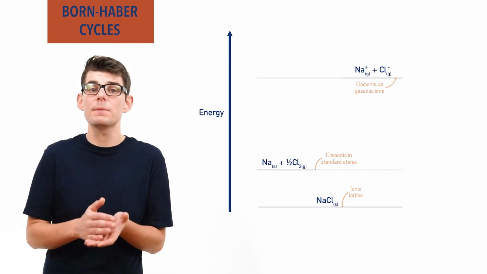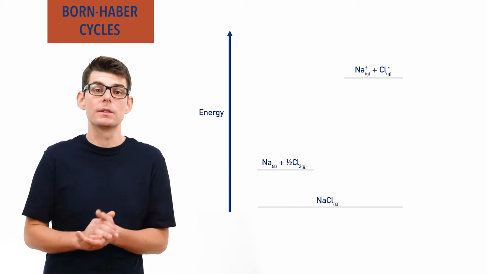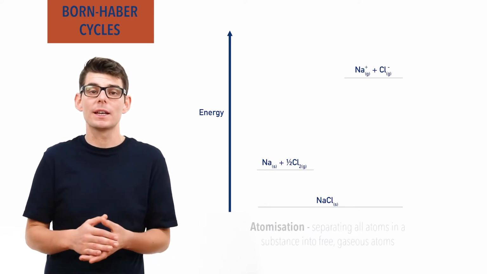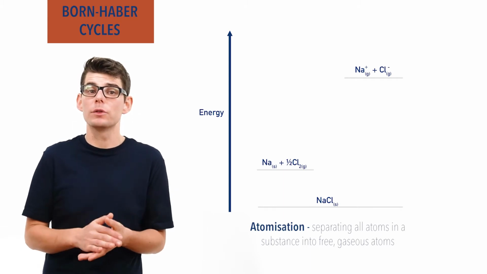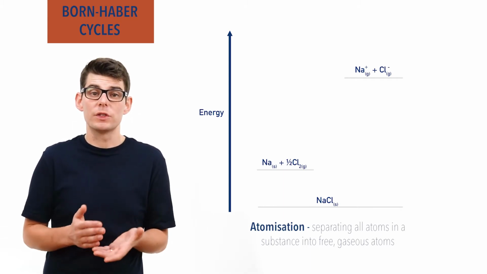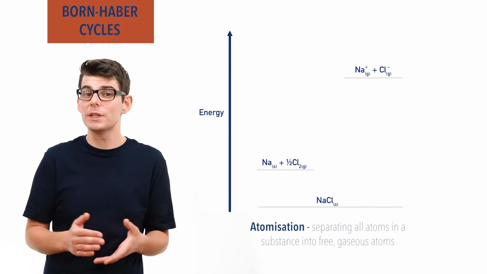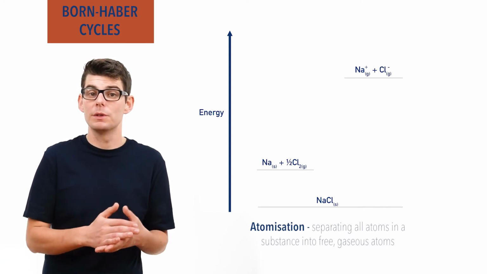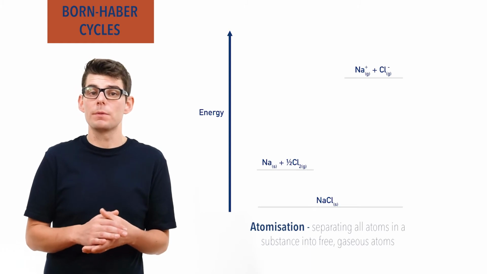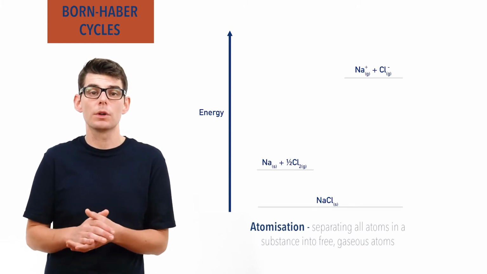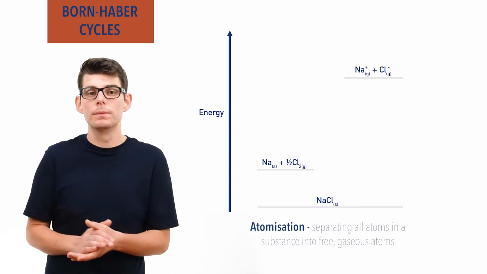Firstly, both the sodium and the chlorine have to be atomized and turned into single free gaseous atoms. This means breaking apart their bonds to other atoms. For sodium, this would be overcoming the bonding in the metallic structure of solid sodium metal. For chlorine, this would be breaking the covalent bonds between chlorine atoms in chlorine molecules, Cl2.